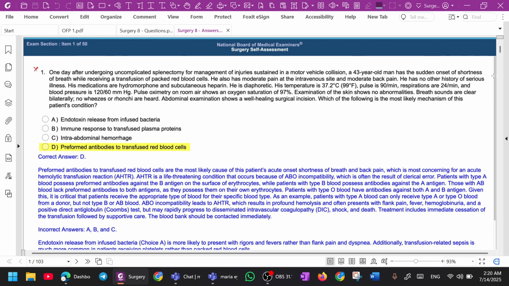Immune response to transfused plasma proteins may refer to either anaphylactic reaction to donor immunoglobulins, as might occur in patients with IgA deficiency, or inflammatory cascade from the presence of inflammatory cytokines in the donor plasma that occurs in febrile non-hemolytic transfusion reaction. In either case, this patient is most likely suffering from acute hemolytic transfusion reaction.